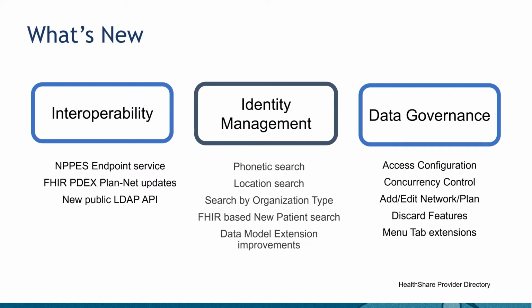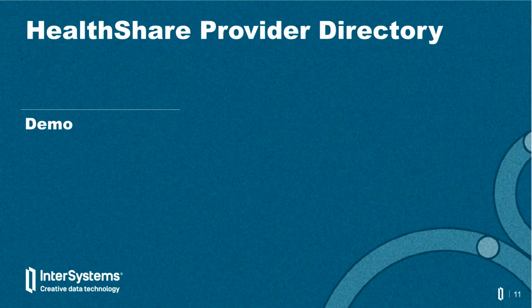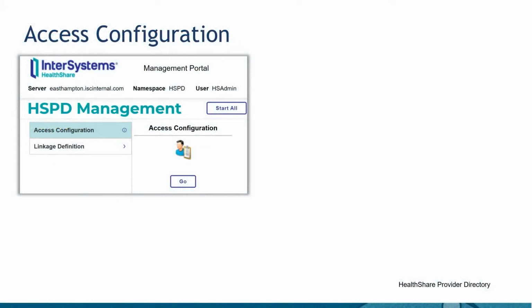We've also added a discard feature, which I'll go into later as well, which will show how you can discard information for updates if you ingested invalid or bad data, so that you can pull incorrect information out of your directory. Additionally, there is the menu tab extension feature, which I'll go into and give a demo of. That allows you to launch other web applications from provider directory. So I'm just going to go now and give a demo of provider directory.